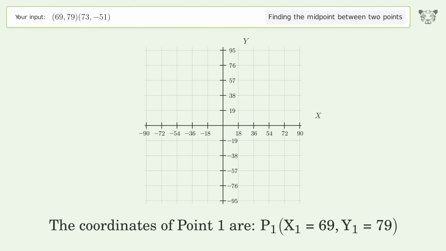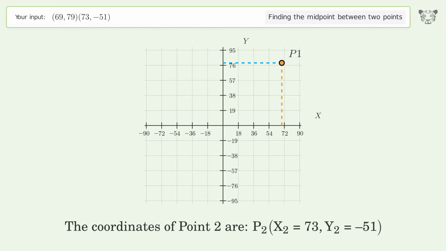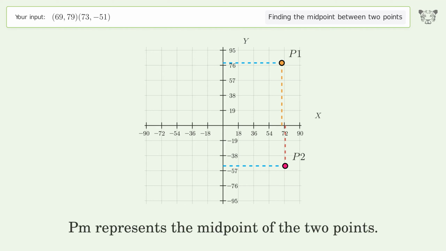The coordinates of point 1 are, x1 equals 69, y1 equals 79. The coordinates of point 2 are, x2 equals 73, y2 equals negative 51. PM represents the midpoint of the 2 points.